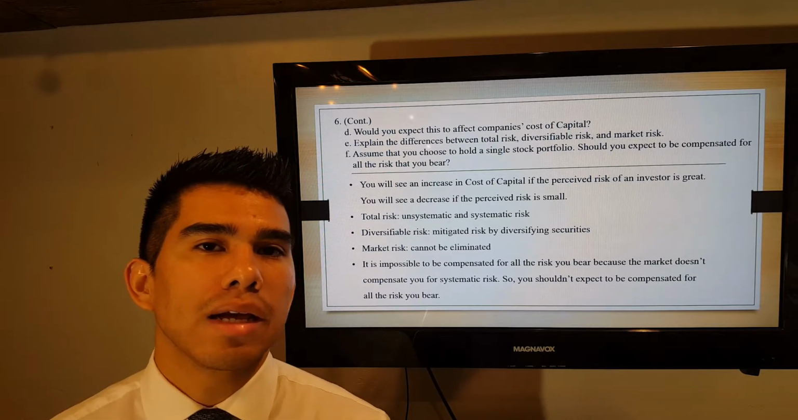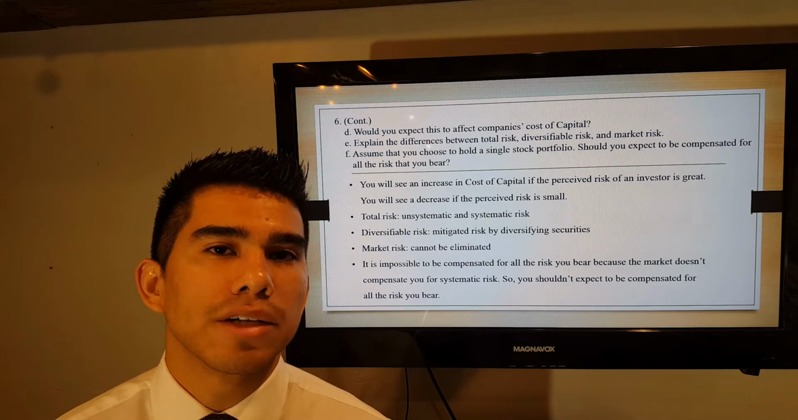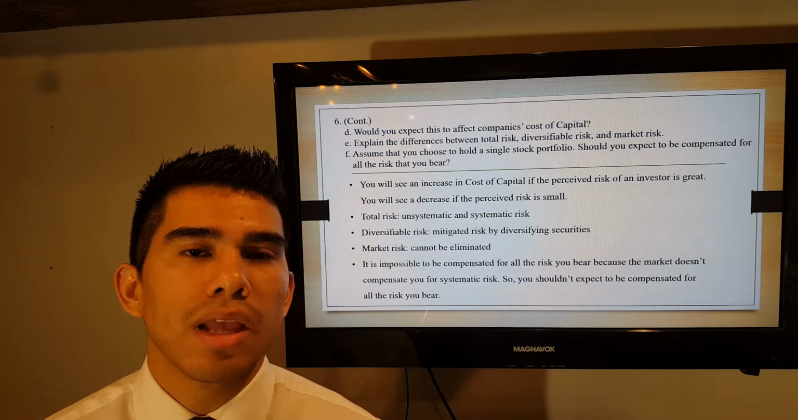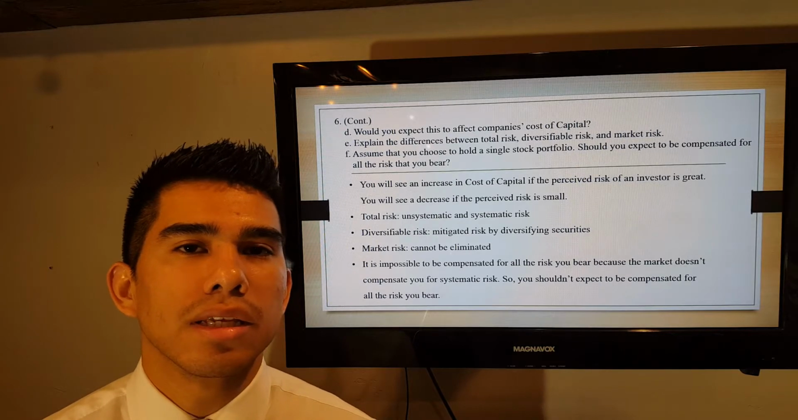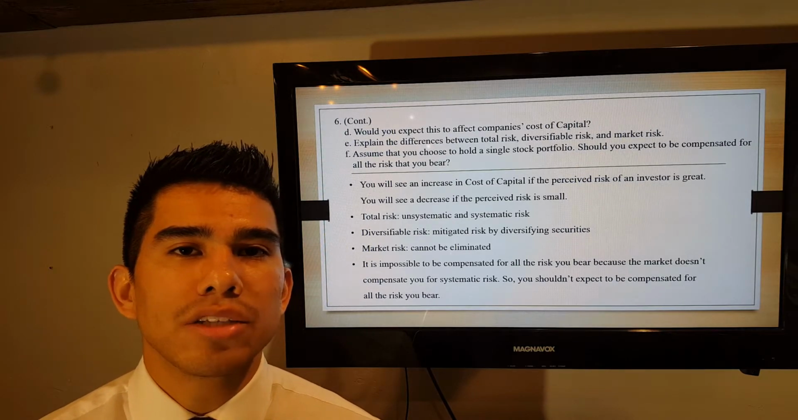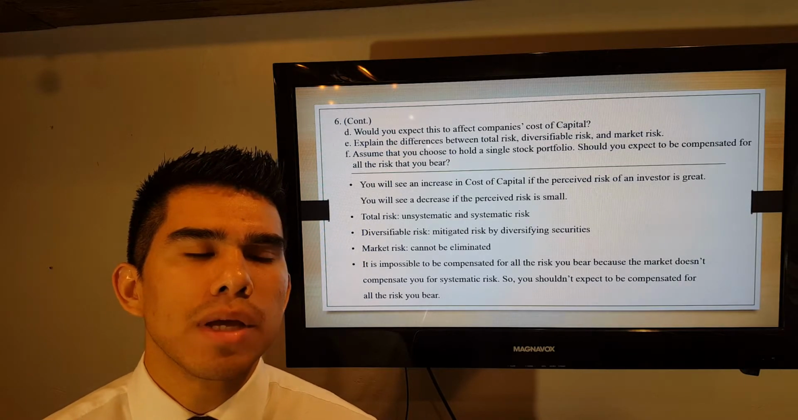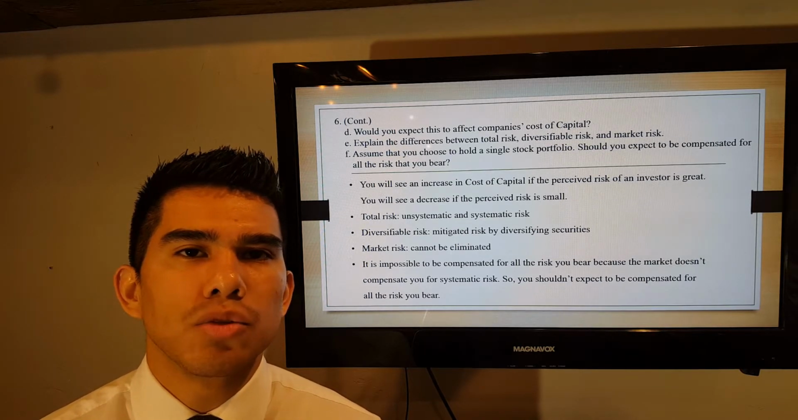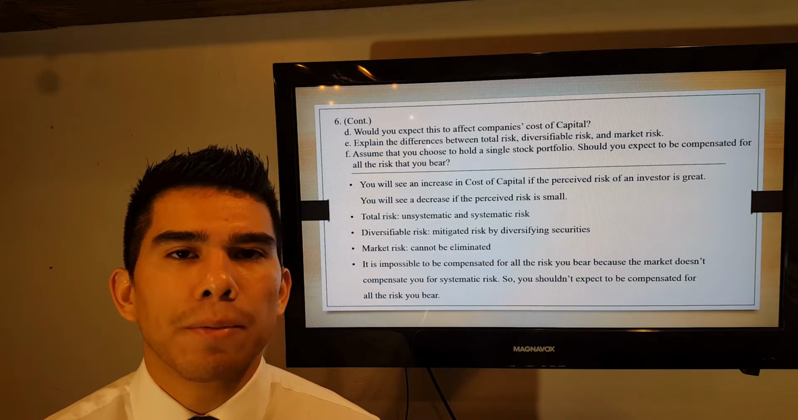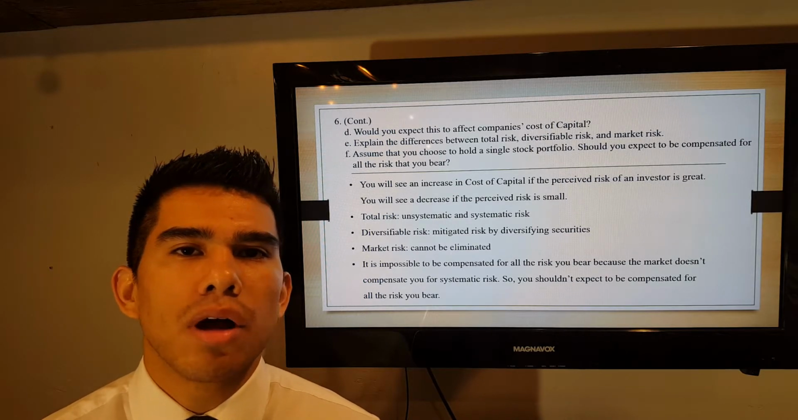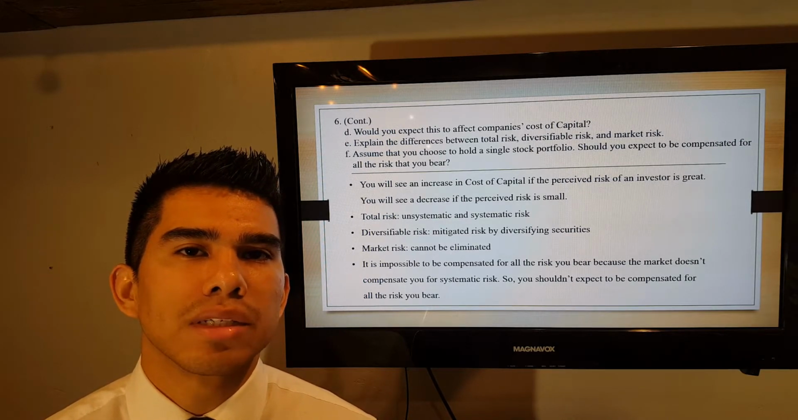You can't eliminate systematic risk. It's just the fluctuations of the markets, and you can only hedge this risk. And to answer the third part, when you're holding a one-stock portfolio, you can't expect to be compensated for all the risk you bear because the markets don't compensate you for the unsystematic risk that you take on.